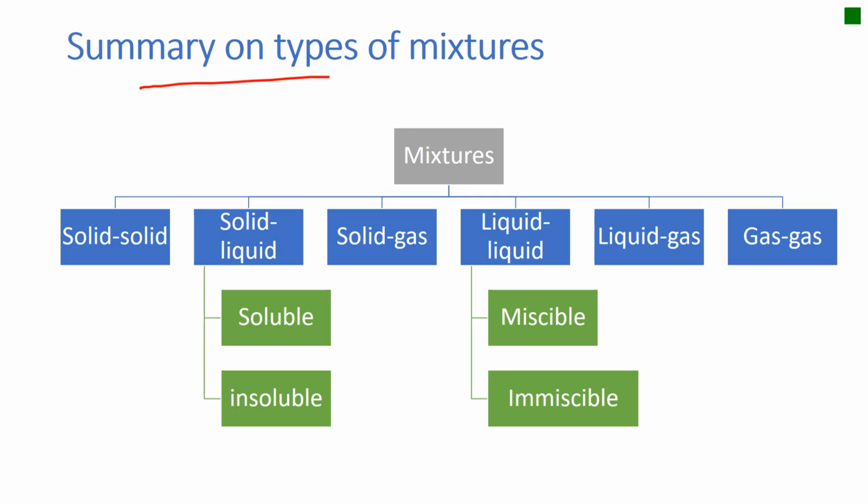Summary of types of mixtures. We have solid mixtures, solid-liquid mixtures, which are two types: we have soluble and insoluble ones. Solid-gas mixture, liquid mixtures of two types: we have miscible and immiscible. Liquid-gas mixture and gas mixtures.